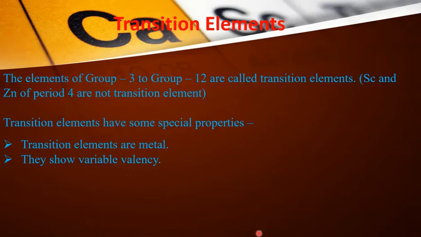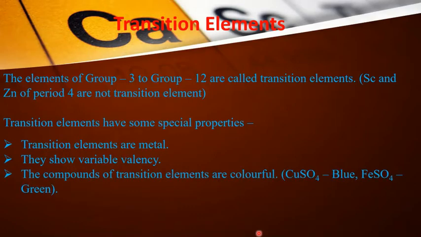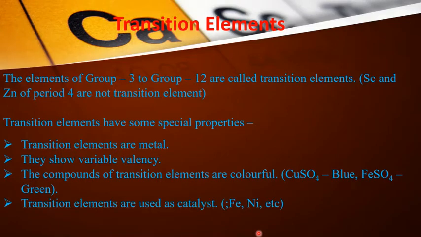For example, iron is a transition element. Iron has 2 valencies, 2 and 3. Copper is a transition element. Copper has 2 valencies, 1 and 2. Like this. The compounds of transition elements are colorful. For example, copper is a transition element and copper sulfate, you know, copper sulfate is blue in color. Ferrous sulfate, iron is a transition element and its compound ferrous sulfate is green in color. Like this, the compounds of transition elements are colorful.